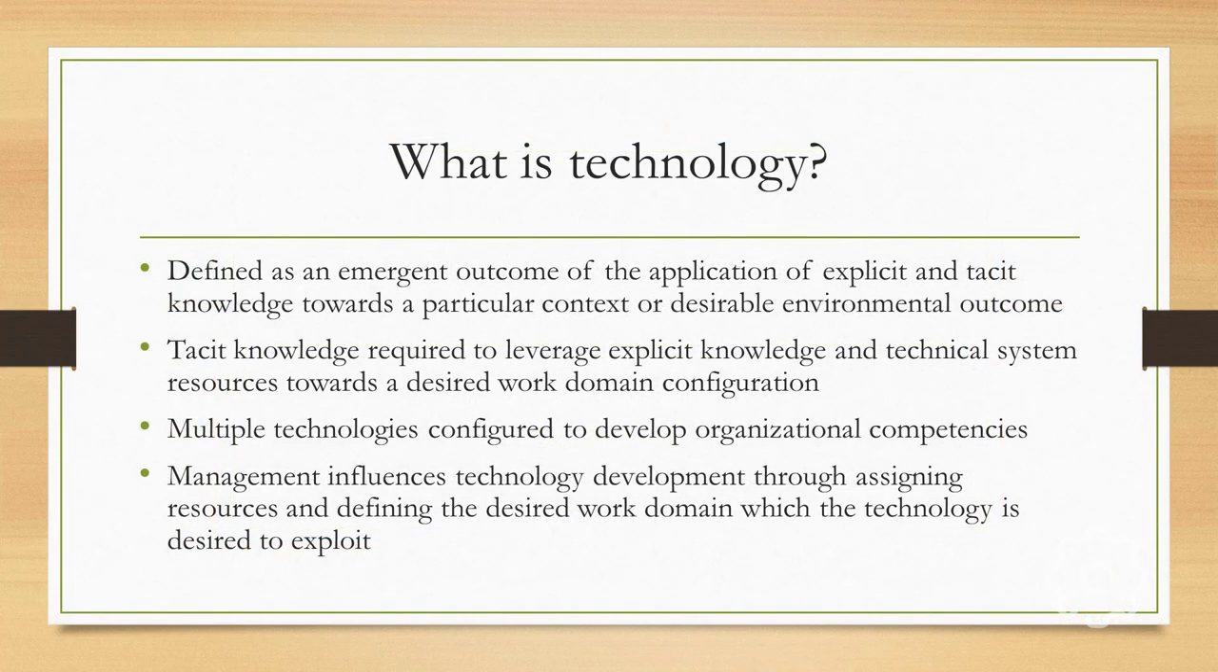Technology is defined within a socio-technical context as an emergent outcome of the application of explicit and tacit knowledge towards a particular context of desirable environmental outcomes. This definition is important because it goes beyond traditional technology transfer strategies in which technology owners provide resources to a partner company without any consideration of the knowledge elements of the technology.